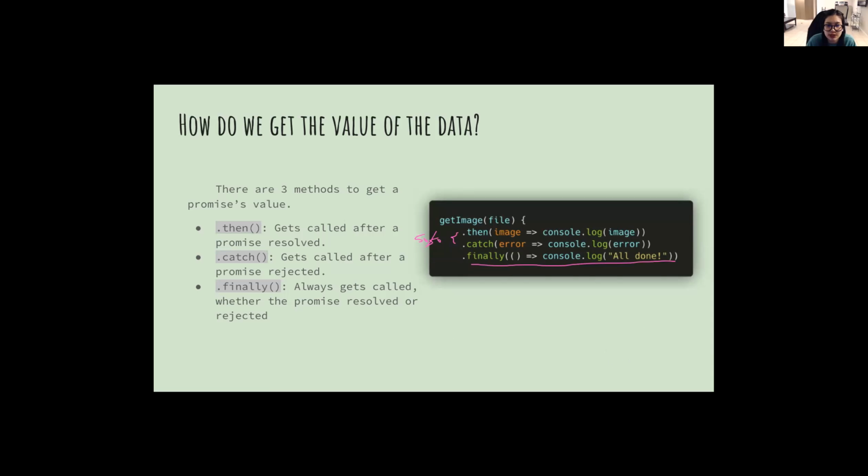Maybe you also want to do something right after this is done. You do finally, whether it's resolved or rejected. You still want to do this, so you have finally. If you don't use finally, you will have to duplicate code inside both .then and .catch. For example, you will have to write console log all done inside .then, and then console log all done inside .catch. So it helps avoid duplicate code because you have to do it anyway.